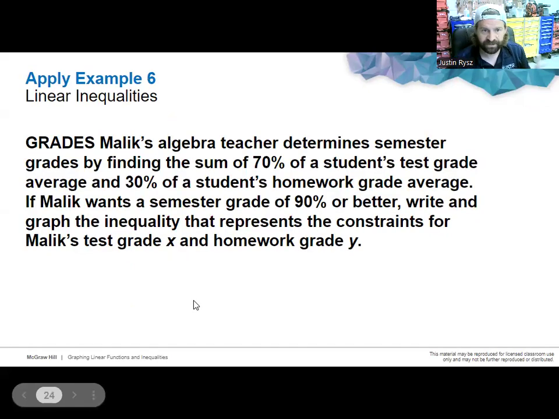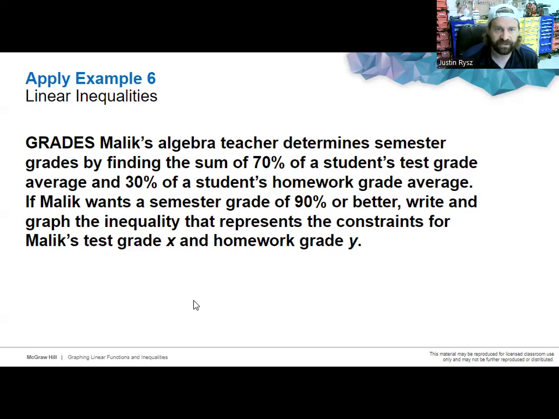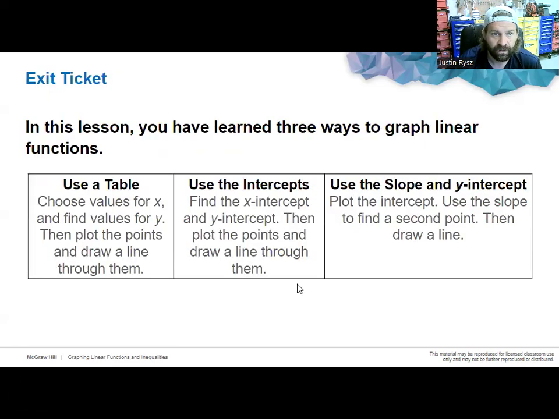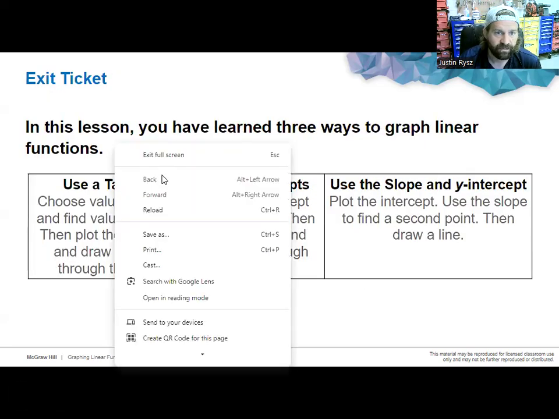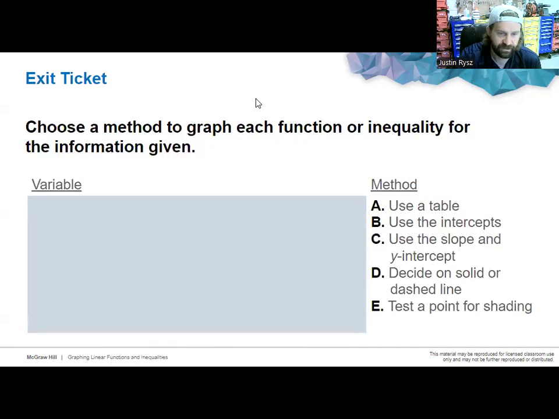All right, so we've got a couple story problems here to expand our knowledge on this. Malik's algebra teacher determines semester grades by finding the sum of 70% of the students' test grades average and 30% of the students' homework grade average. Malik wants a semester grade of 90% or better. Write and graph the inequality that represents the constraint of test grade X and homework grade Y. So 70% X, 30% Y, we want a total of 90%.